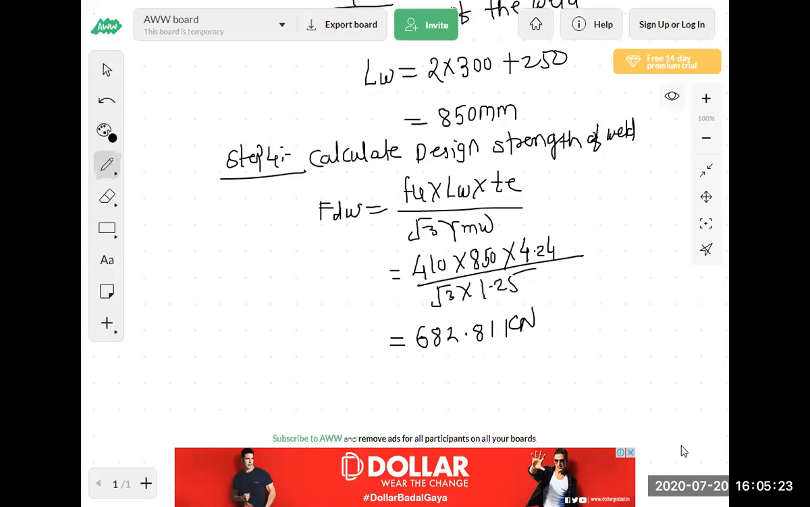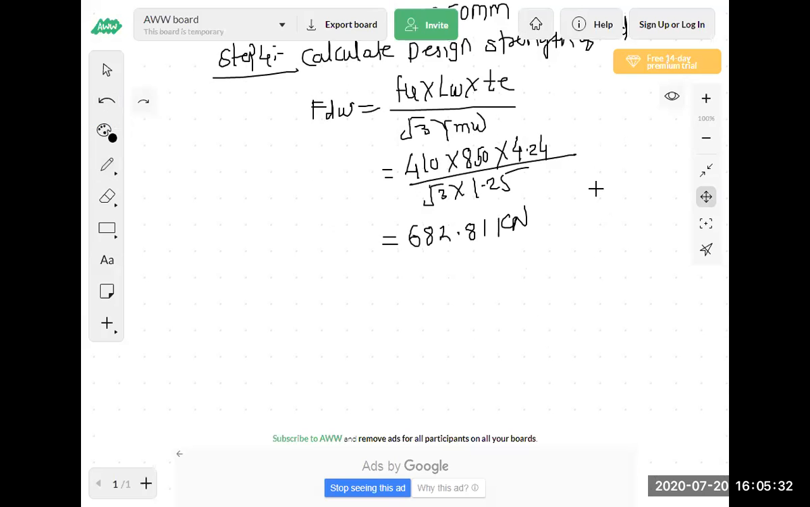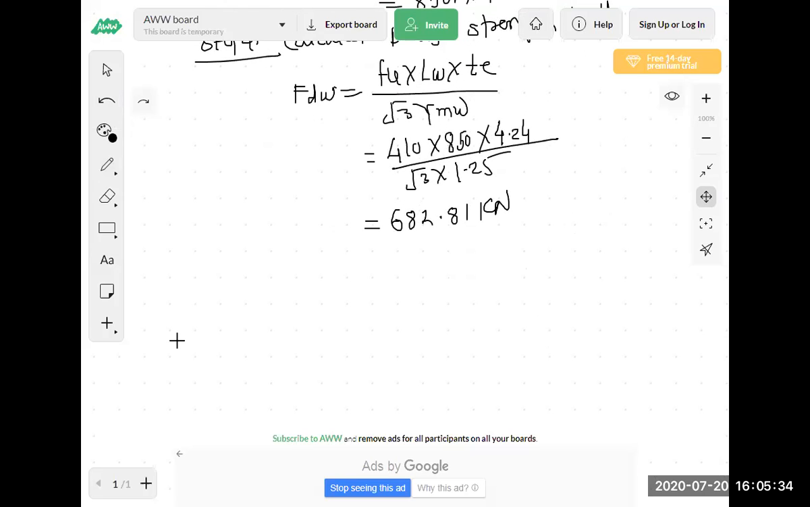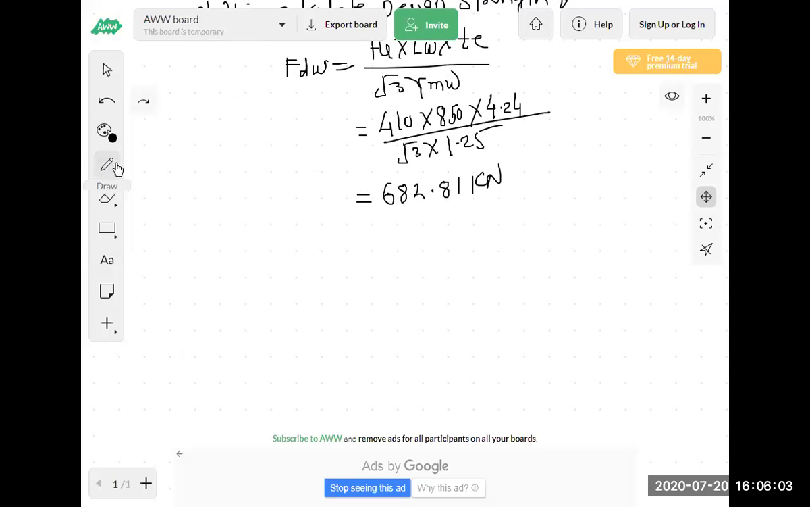Okay, so this is the design strength of that joint. But now you can read the problem statement again. So what they have given, see, the last two sentences, read the problem statement. What is the increase in the strength of the joint if welding is done all around? Means what?